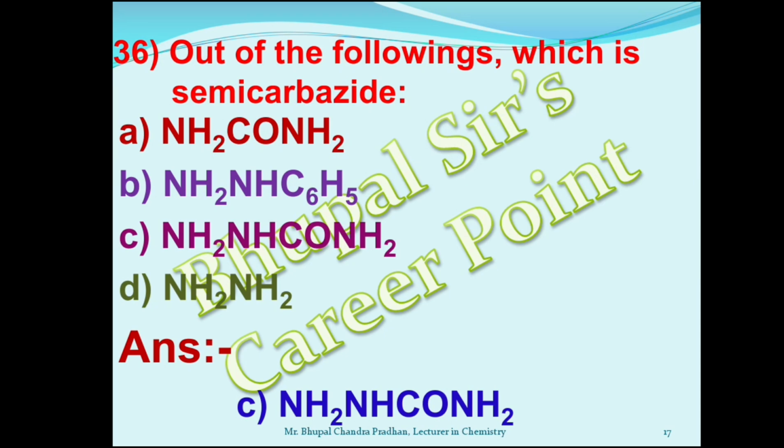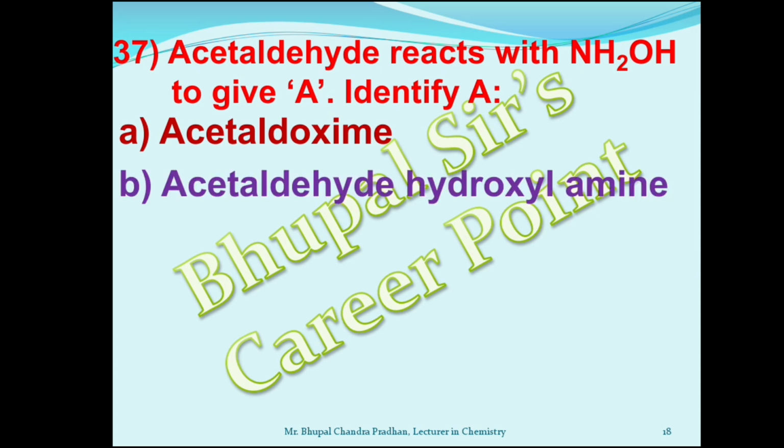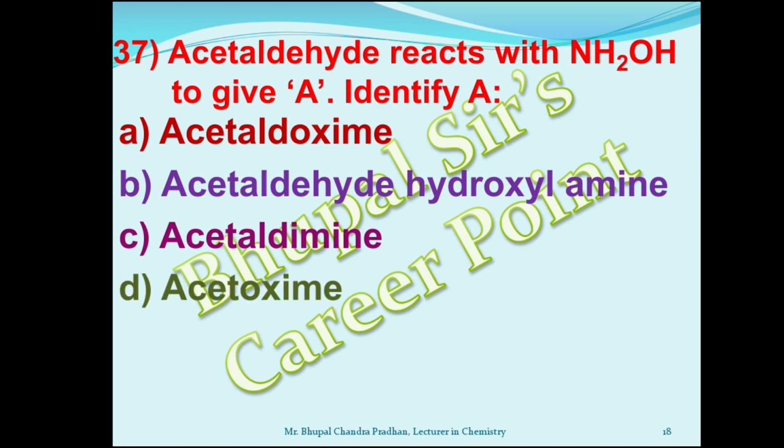Now let us come for the next question of this session, that is question number 37. Acetaldehyde reacts with hydroxylamine NH2OH to give A. Identify A. Option A, acetaldoxime. Option B, acetaldehyde hydroxylamine. Option C, acetaldimine. Option D, acetoxime. The students try to give the correct answer.